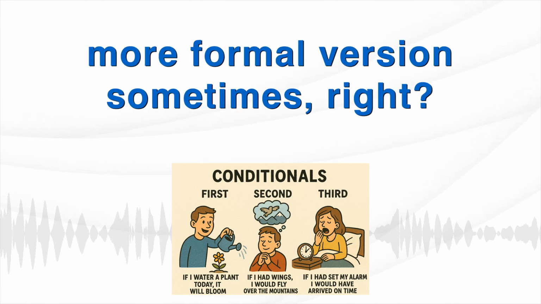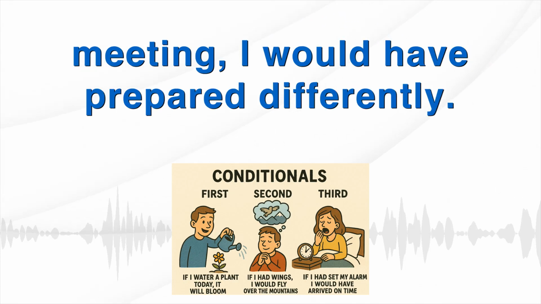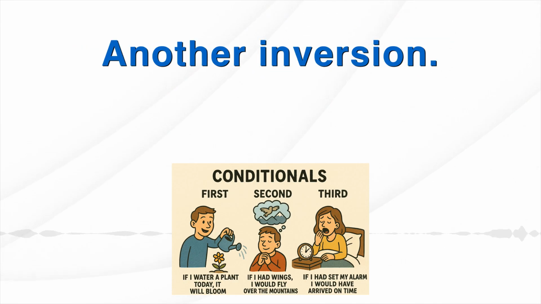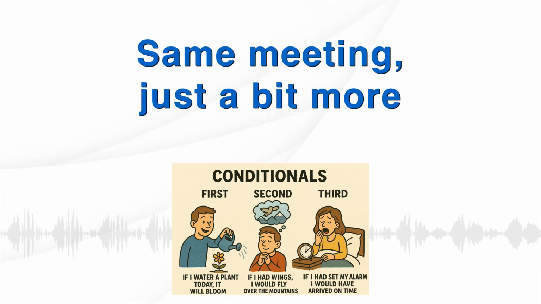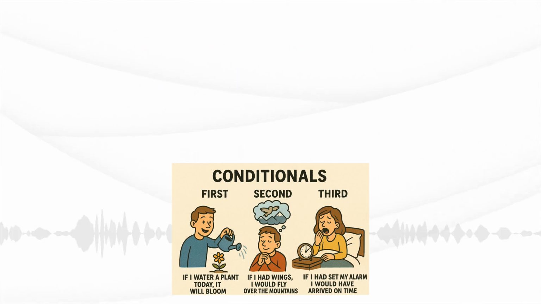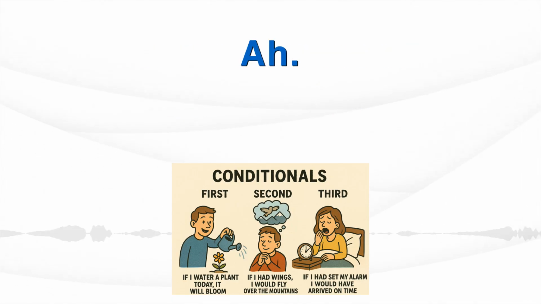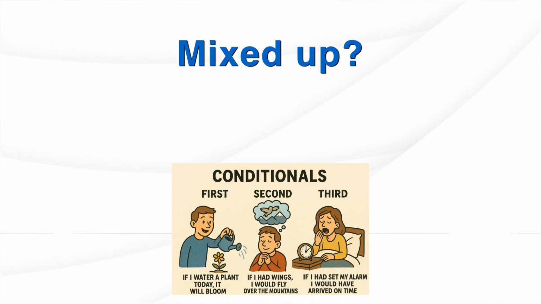And you might also hear that more formal version sometimes, right? Like, had I known about the meeting, I would have prepared differently. Yes, another inversion. Had I known, instead of if I had known, same meaning, just a bit more formal. It often emphasizes the condition. Okay. Regrets, missed opportunities. Got it. Now, sometimes things are a bit mixed up. Mixed up? How so?